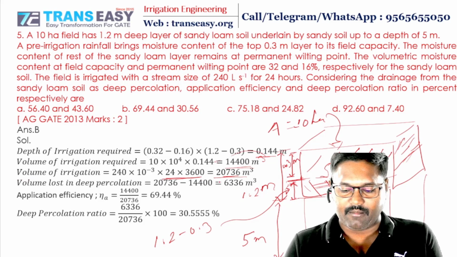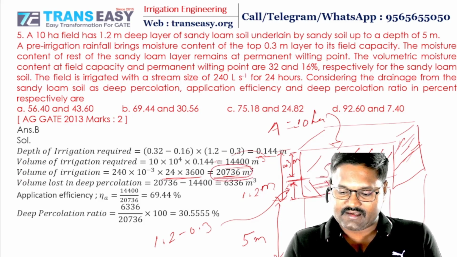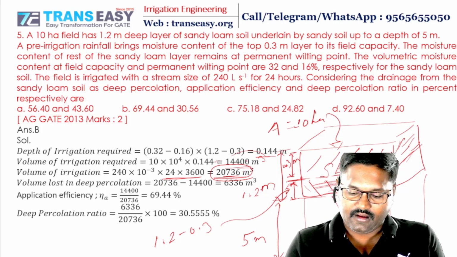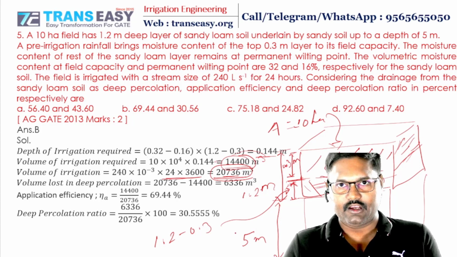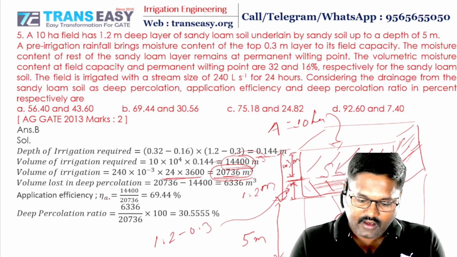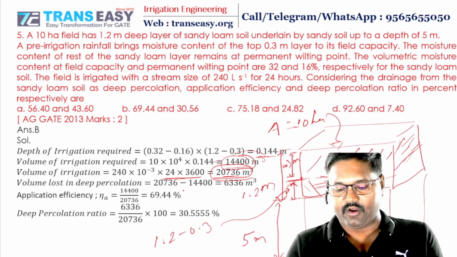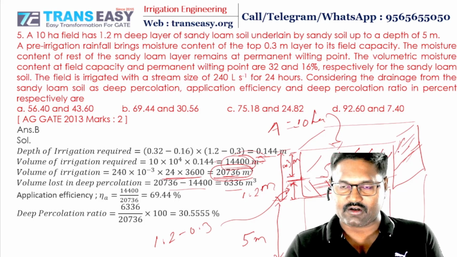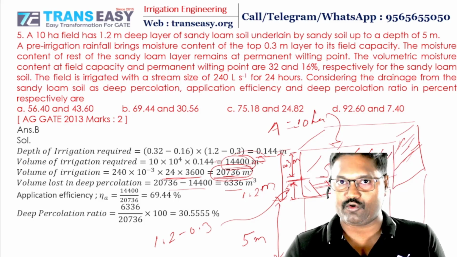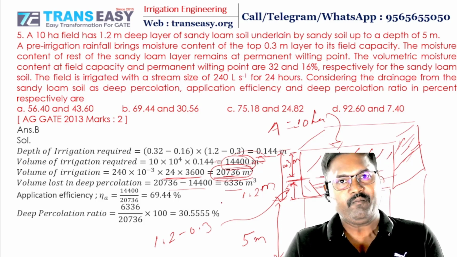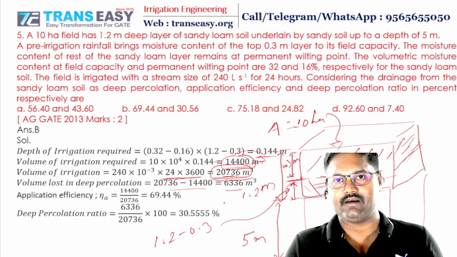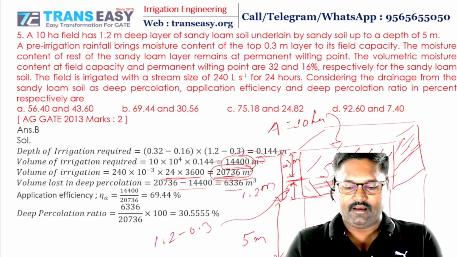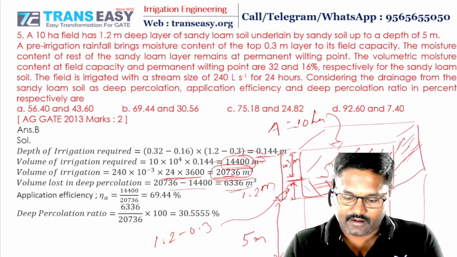Dear students, this is the total amount of water delivered to this field, and due to deep percolation, suppose this is the amount of water stored in order to bring its moisture content to field capacity. So volume lost in deep percolation is this minus this. Only this much water is being stored in order to bring its moisture content to field capacity, so the remaining will be deep percolated. So amount of deep percolation is equal to volume of irrigation minus volume of irrigation required in root zone. Their difference is the amount of deep percolation in meter cube.